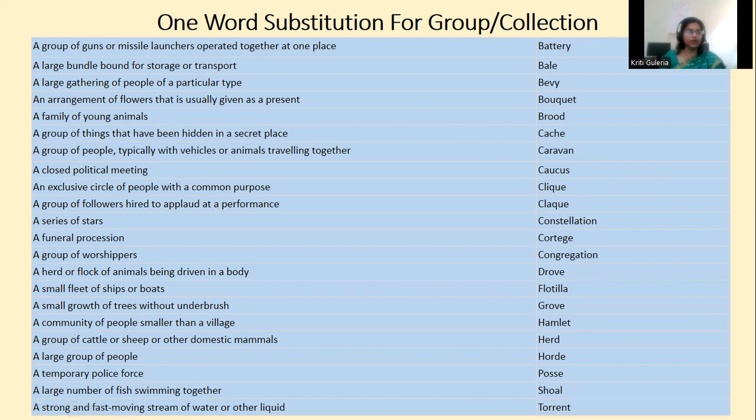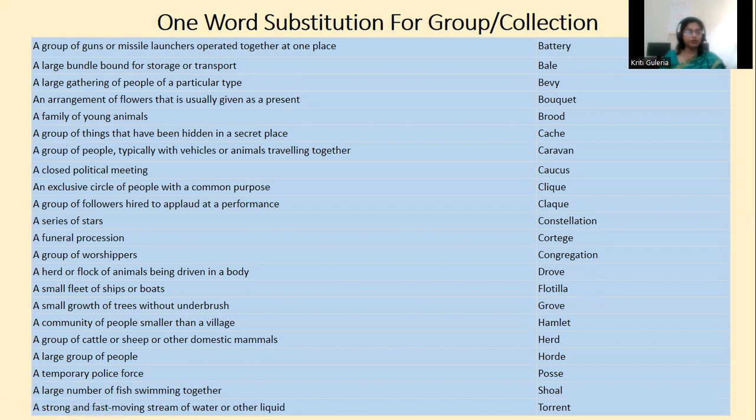Then a group of followers hired to applaud at a performance: claque. A series of stars: constellation. A funeral procession: cortege. A group of worshippers: congregation. A herd or flock of animals being driven in a body is a drove. A small fleet of ships or boats: flotilla. A small growth of trees without underbrush: grove.